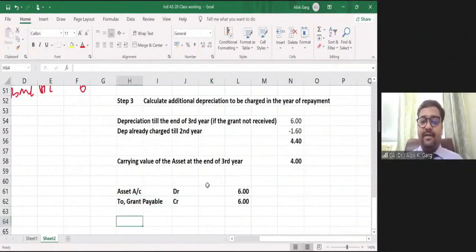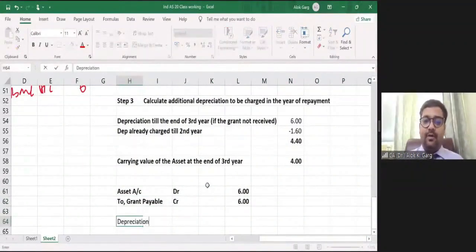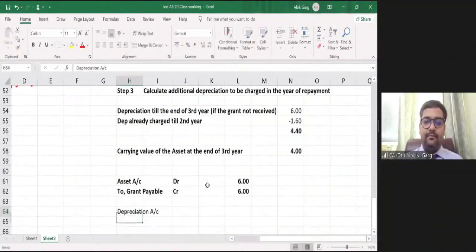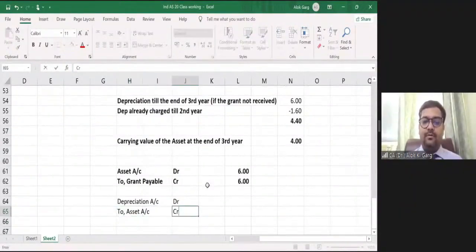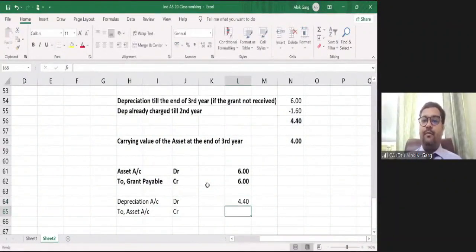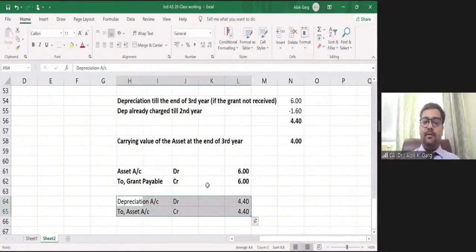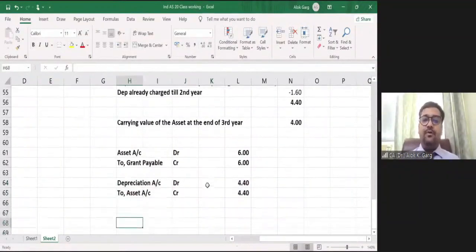Second entry: depreciation account debit to asset account, or to accumulated depreciation account. By how much amount? 4.4 in the second year. This will go to P&L. These are the two accounting entries.